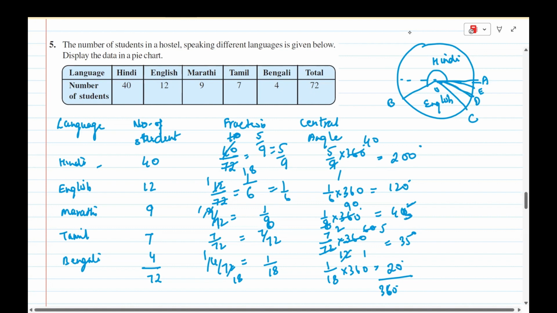So like that, you can mention COD angle, which is 45. 45 means this is Marathi. Then DOE is 35 degree, and that is Tamil. And AO is 20 degree, and this is Bengali. Correct? I can understand this figure is not that clear, but you can draw it with a protractor and definitely it will be absolutely fine. Okay? Let's move to the next question. And that is the last one for the exercise, I guess.